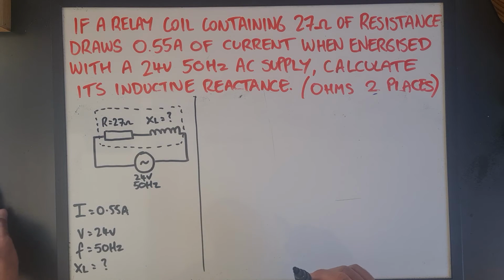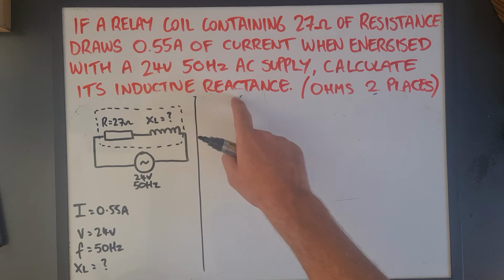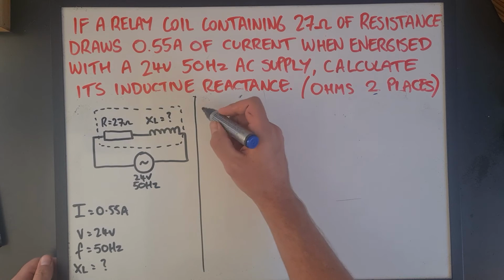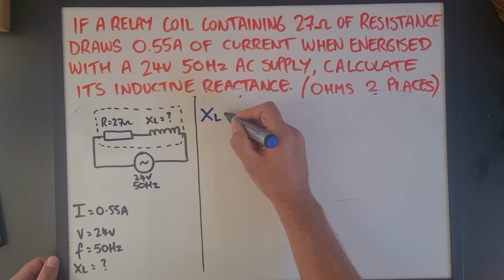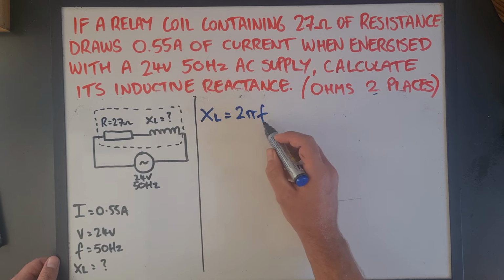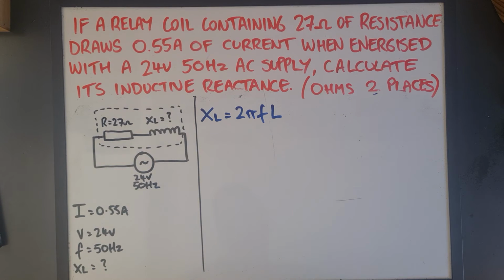So we'll start just by looking at one thing you're probably likely to do, which is pick up your formula sheet and see if you can find a formula to solve inductive reactance. If you do that, you'll see that XL is equal to 2 times pi times the frequency times L, which is the inductance.